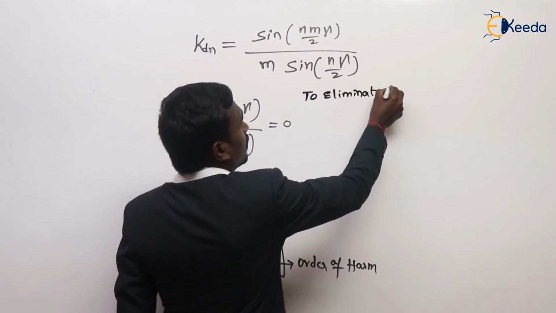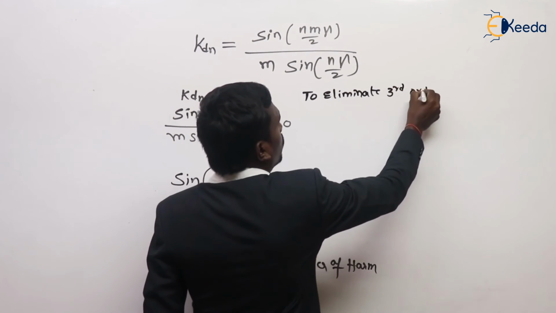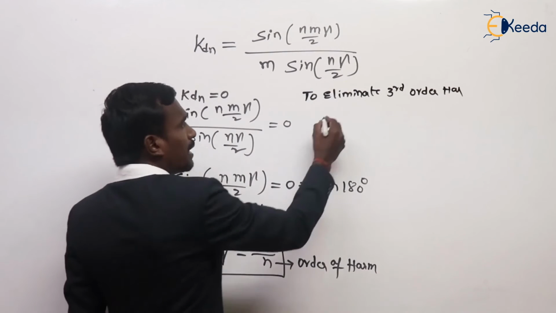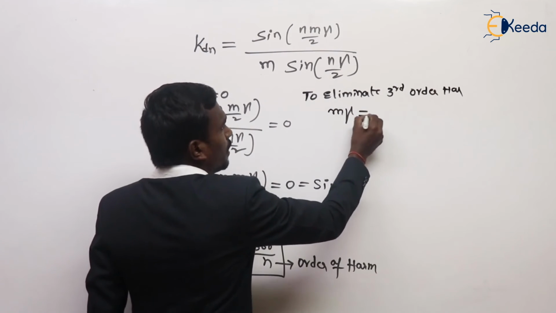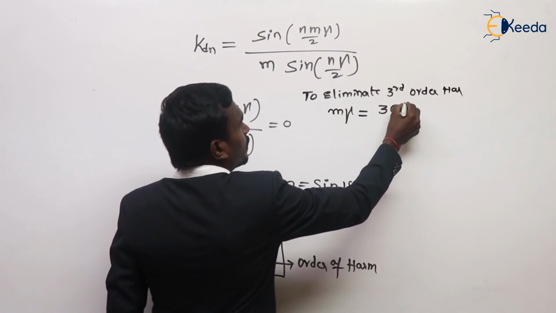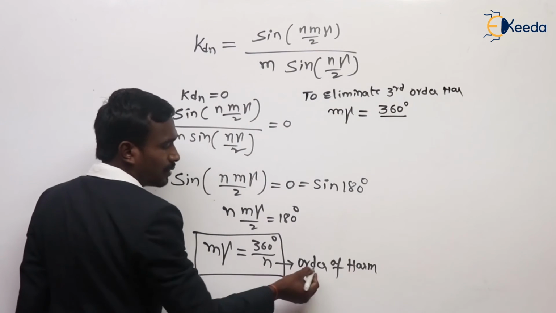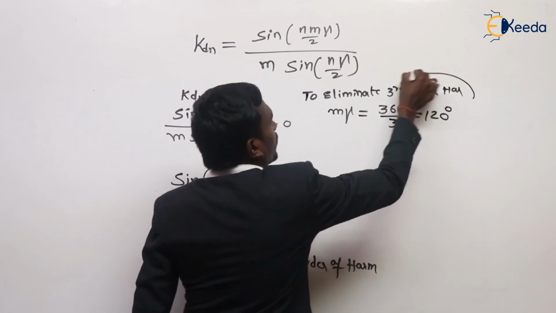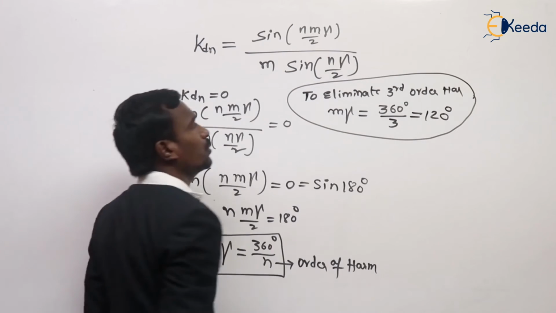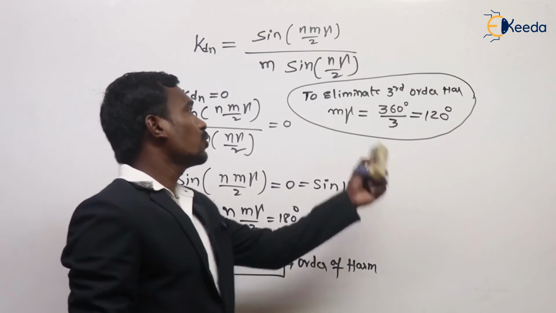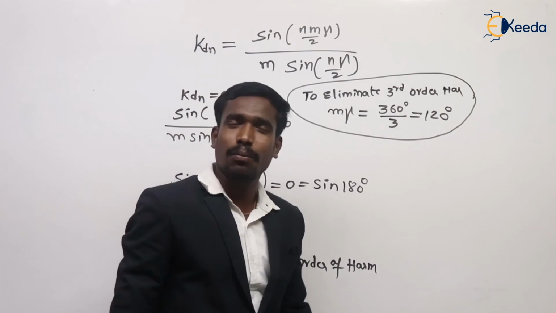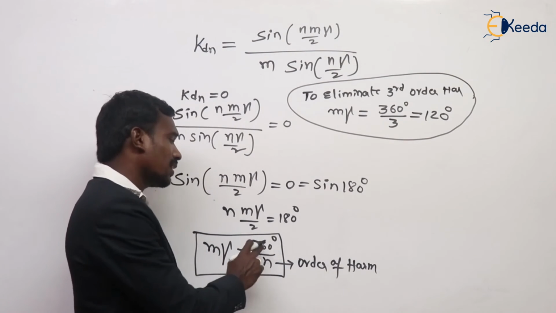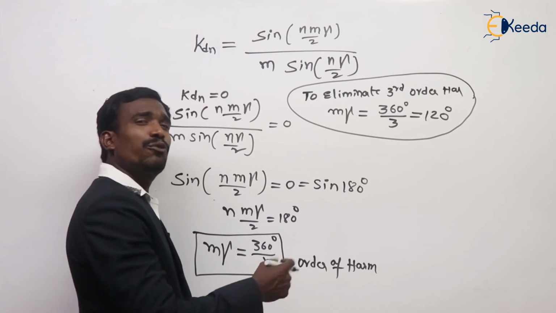To eliminate third order harmonics, m gamma is equal to 360 upon third order, that is equal to 120 degrees. To eliminate third order harmonics, m gamma is equal to 120 degrees. To eliminate ninth order, 360 degrees by 9, 40 degrees.